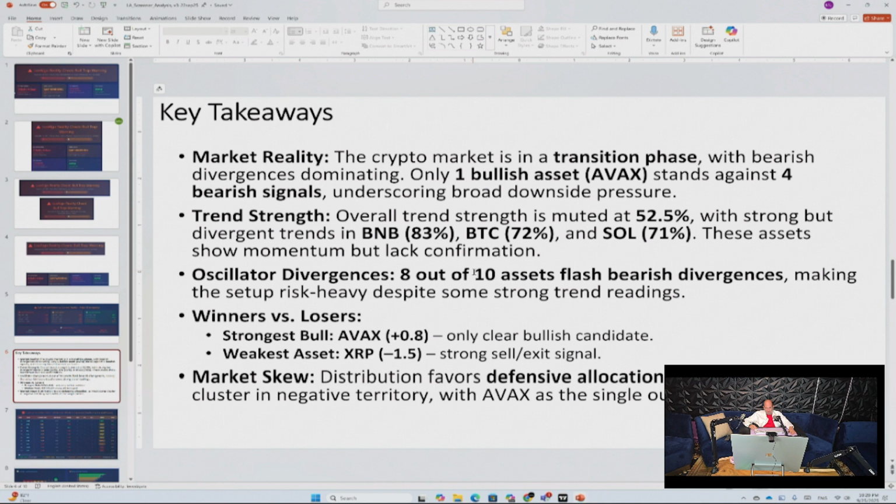When we look at what has changed today on the screener side, the same thing applies that we discussed: oscillators are 8 out of 10 flashing bearish divergences. AVAX is the only winner. XRP was the weakest performer. Again, with today's very weak price action, things might have changed a bit.